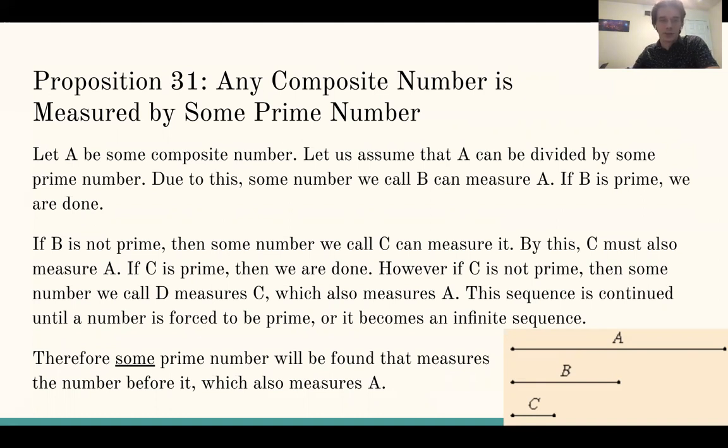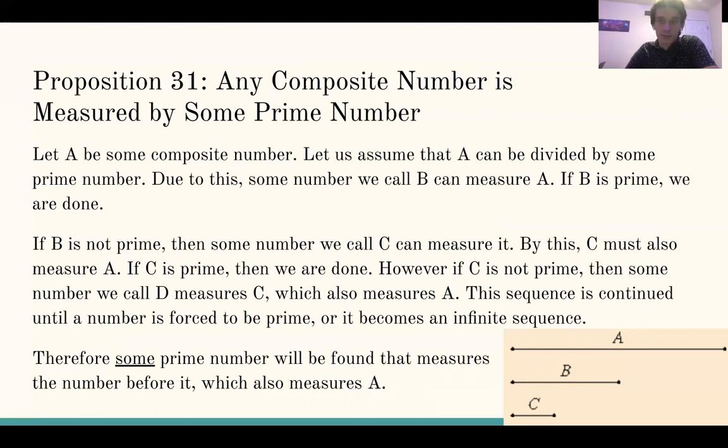That kind of just makes sense when we ask ourselves what that really means. We're pretty much just saying that any number has a prime divisor. So if we're going to let A be composite, then it has to be divided by some prime number. That's what we're going to try and prove. So let's call that number B. B can measure A since it's composite.